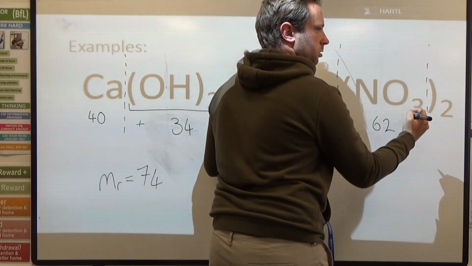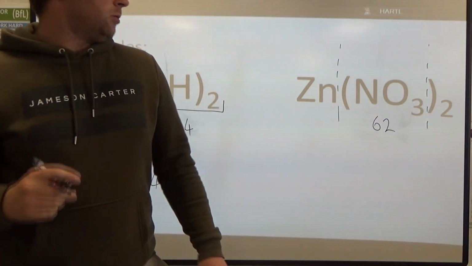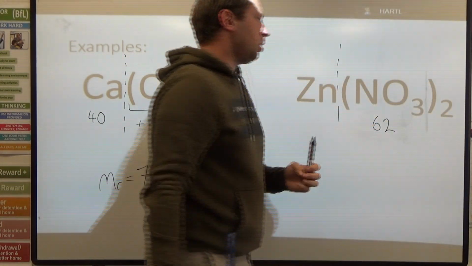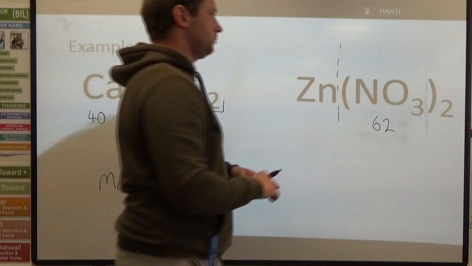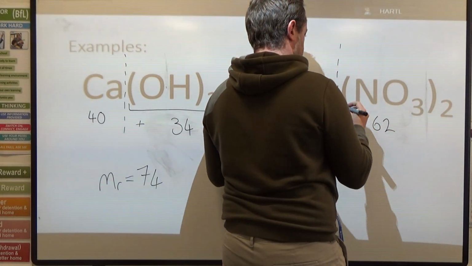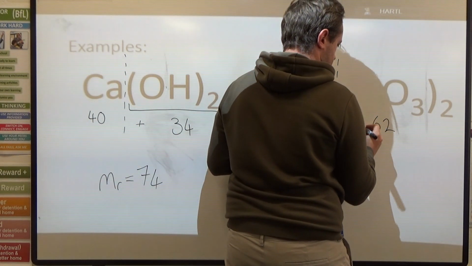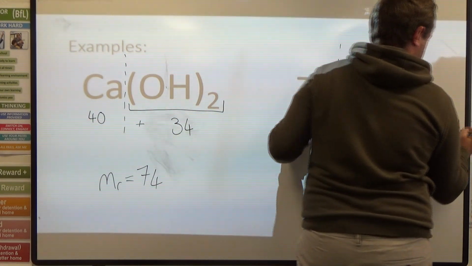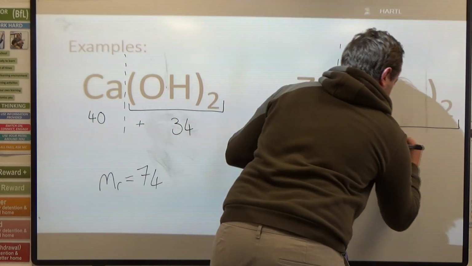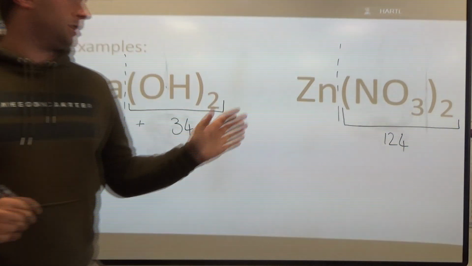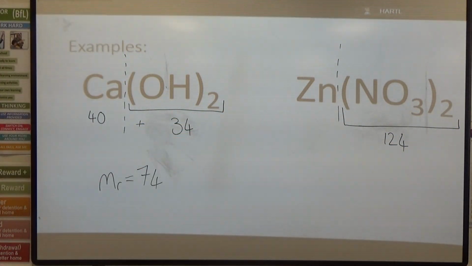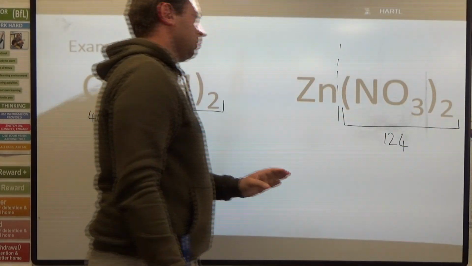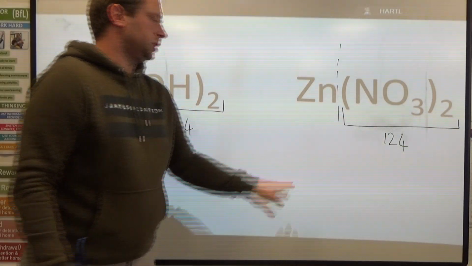But now what do we need to do? You have to times that by 2. Good, because you've got 2 on the outside, which gives you a total of what, please, Matt? Okay, 124. So that 124 is for the brackets and the number after it as well. So that whole part here is 124. Now what we need to do is just work out the rest, which is Zn.